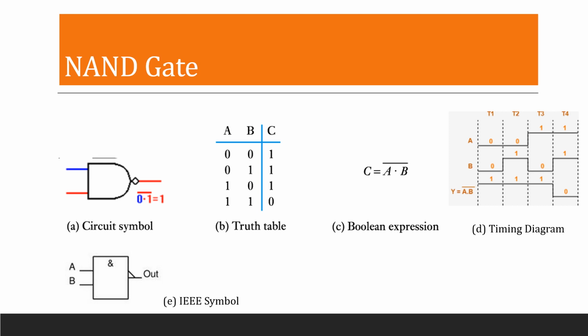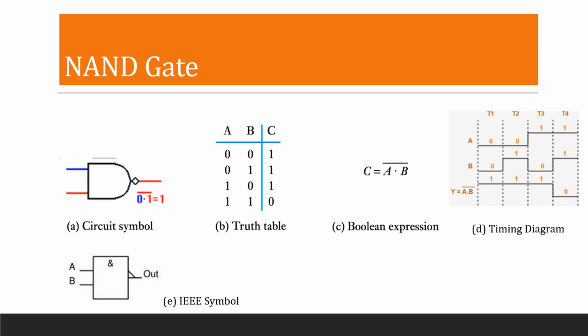Now let's look into the timing diagram. For the time t1, A is equal to 0 and B is equal to 0. So 0 into 0 is 0. Its complement is 1. So Y is equal to 1. During the time t2, A is equal to 0, B is equal to 1. 0 into 1 is 0. Its complement is 1. So Y is equal to 1. During the time t3, 1 into 0 is 0, its complement 1. So Y is equal to 1. During the time t4, 1 into 1 is 1 and its complement is 0. So Y is equal to 0. That's the timing diagram.